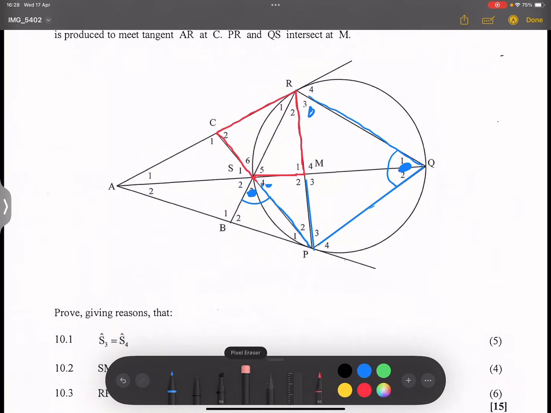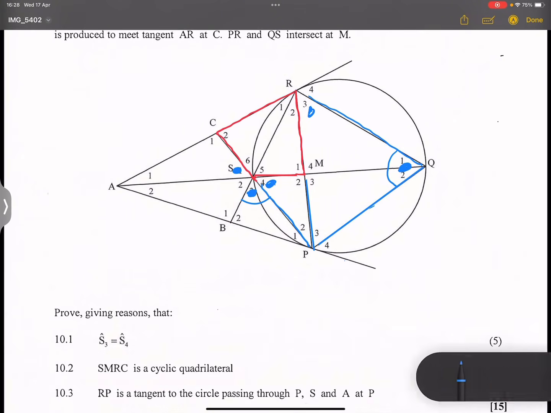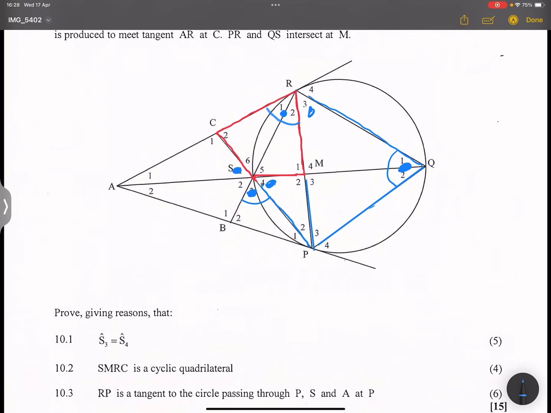Now, what have we done? We've already proven that S3 is equal to S4. Would you agree with me that S1 is equal to S4 as well? That is a vertically opposite angle to S4. And I want you to also note, ladies and gents, that this angle here would also be equal to x. So that angle would be equal to x.